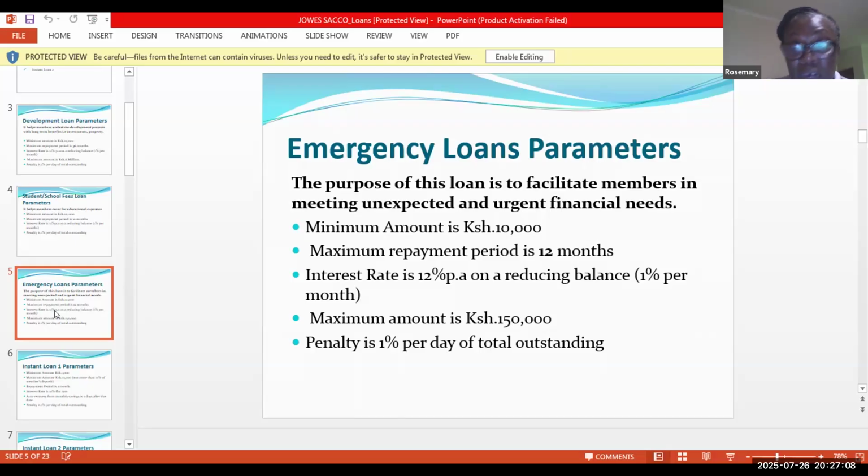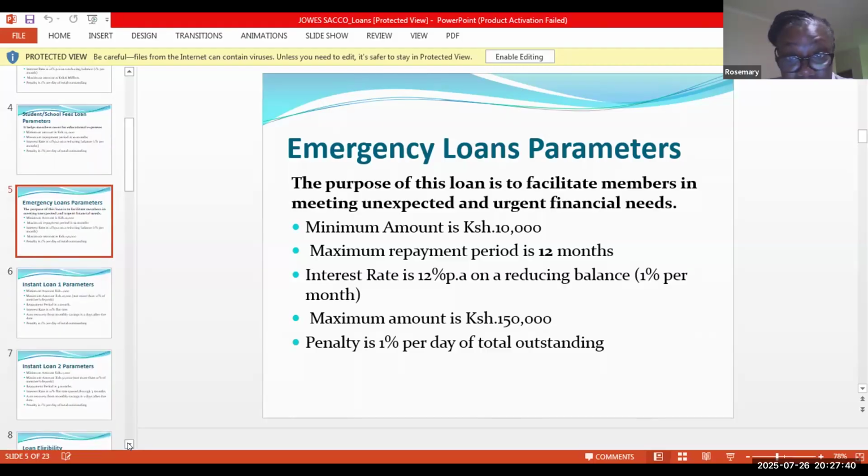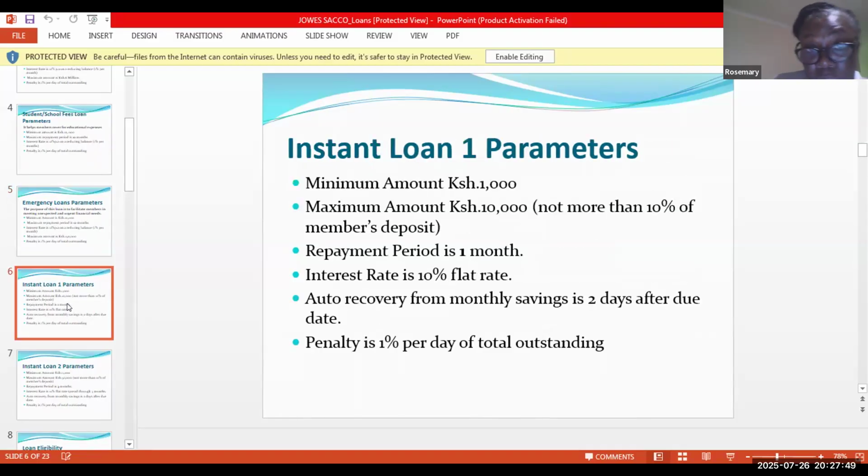At the last AGM, we agreed that when somebody applies for the emergency loan, they should attach documents that show what the emergency is. There are many different documents you can attach, be it hospital bills, or things like when your house burns down, you just attach the evidence and then it is processed. And if it is late, the penalty is also 1% of the total outstanding.